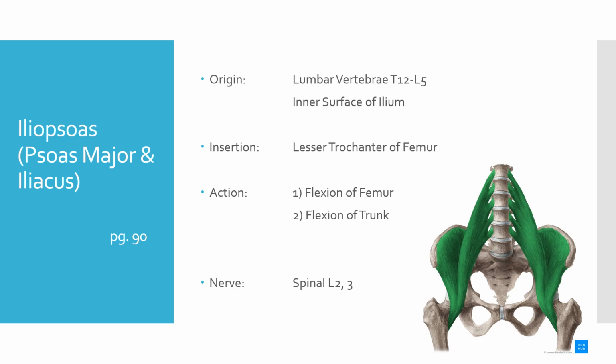Iliopsoas, psoas major, and iliacus. 2 origins include lumbar vertebrae T12 through L5, as well as the inner surface of the ilium. The insertion is the lesser trochanter of the femur. 2 actions include flexion of the femur as well as flexion of the trunk. The nerve is spinal L2 and 3.